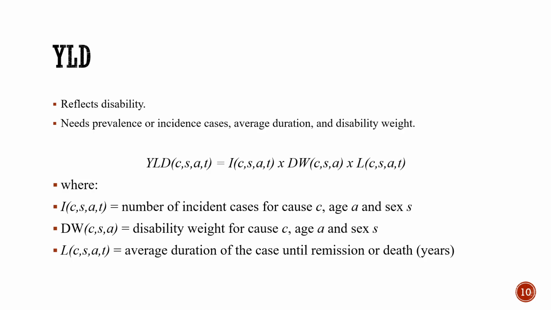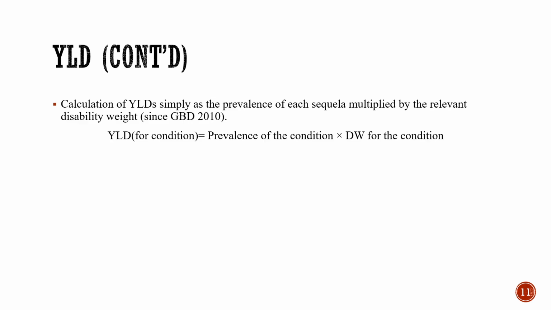YLD reflects the disability. For its calculation, we need either incident or prevalent cases, average duration, and the disability rate. Since the Global Burden of Disease Study 2010, this organization has calculated YLDs as the prevalence of each sequelae multiplied by the relevant disability weight.